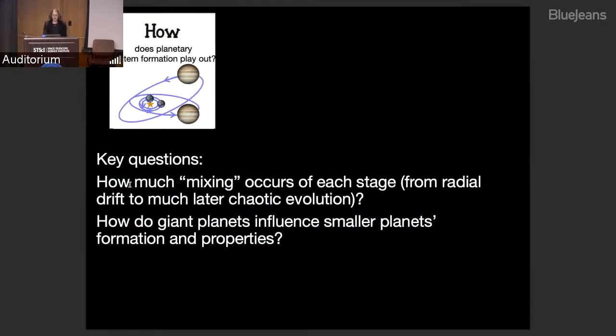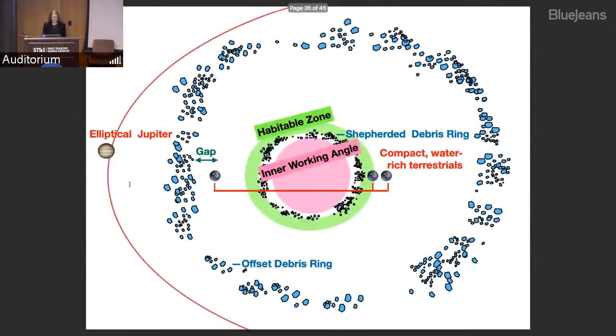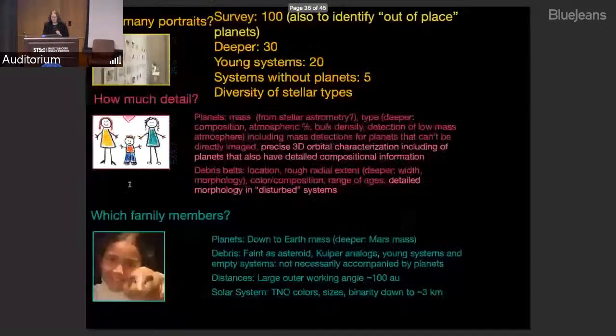Then how does planetary system formation play out? How much mixing occurs at each stage, from radial drift of materials within the disk to much later chaotic evolution where planets themselves are being flung around? And how do giant planets influence smaller planets' formation and properties? We saw with this imaginary system the power of detailed orbital characterization of the planets, like that we knew the system had a chain of resonant planets, and with connections between the orbits and the composition. So knowing these were water rich really aided the interpretation, again, of an imaginary system.